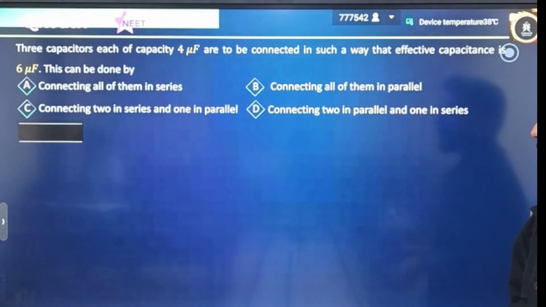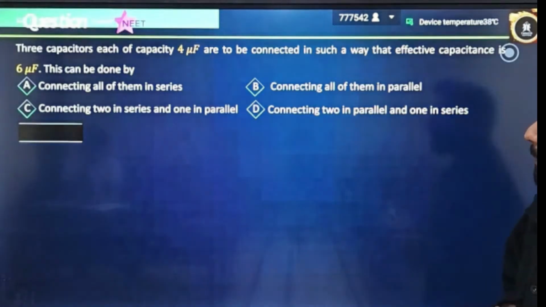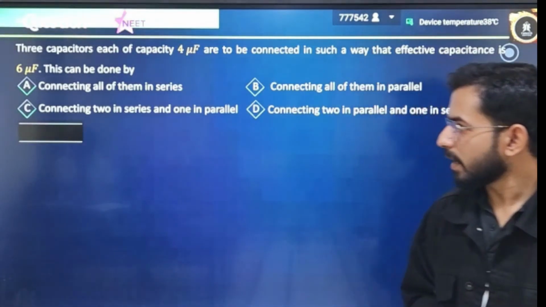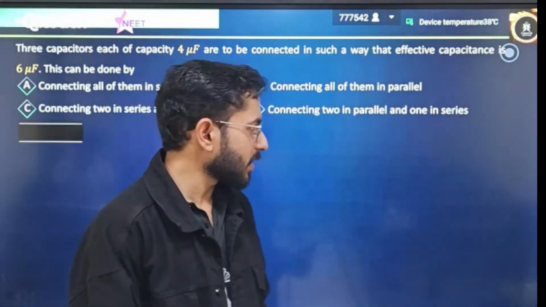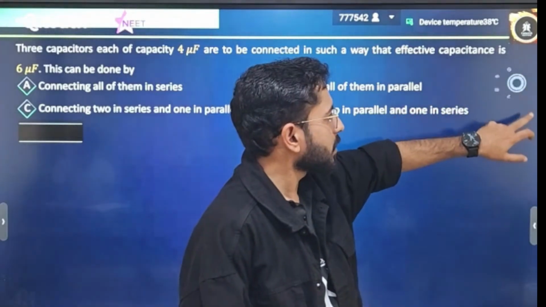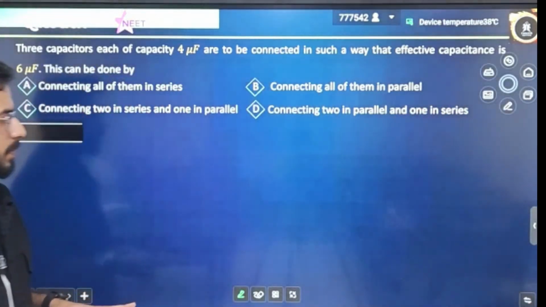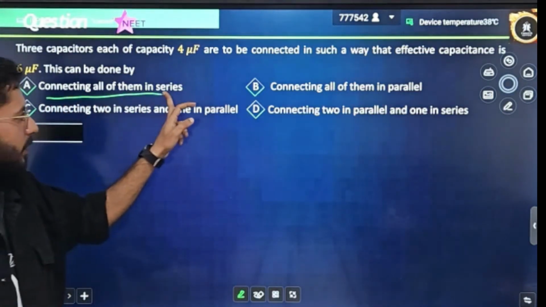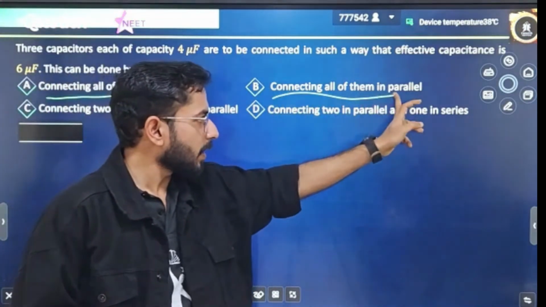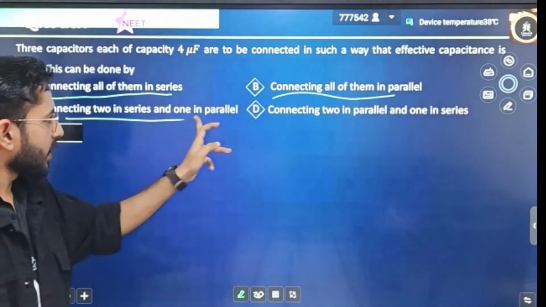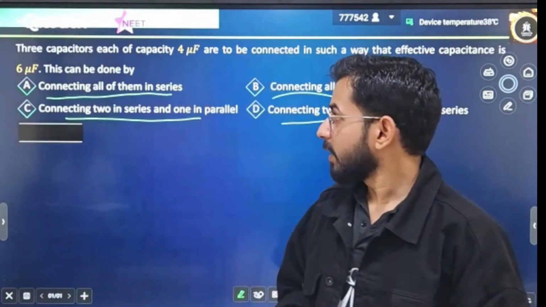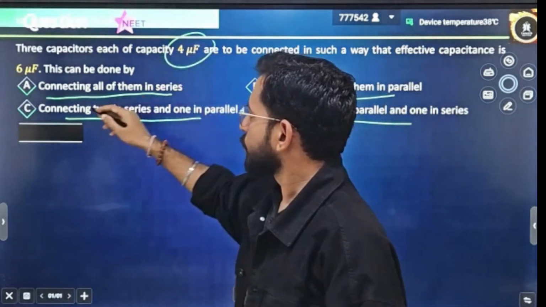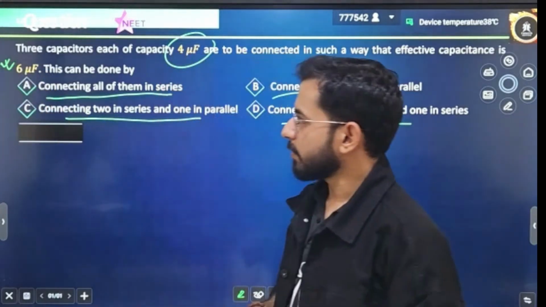Next question. Three capacitors, each of capacitance 4 microfarad, are to be connected in such a way that the effective capacitance is 6 microfarad. This can be done by, four options are given. It is a very good application question of combination of capacitance. Either you connect all of them in series, or all of them in parallel, or 2 in series and 1 in parallel, or 2 in parallel and 1 in series. What kind of combination will you make for 3 identical capacitors so that the net equivalent capacitance is 6 microfarad?